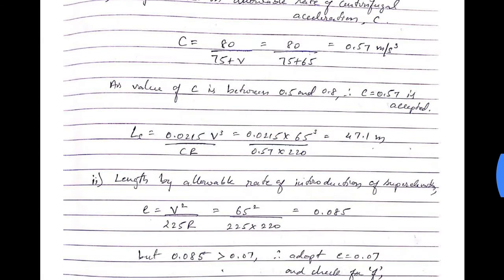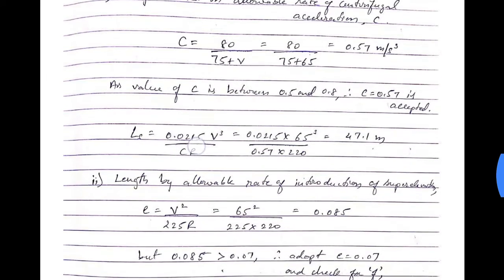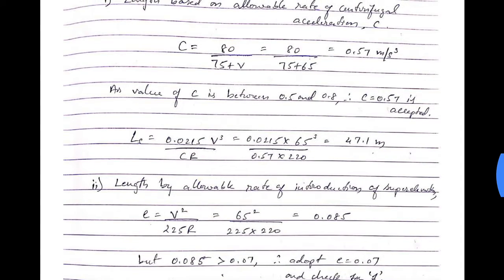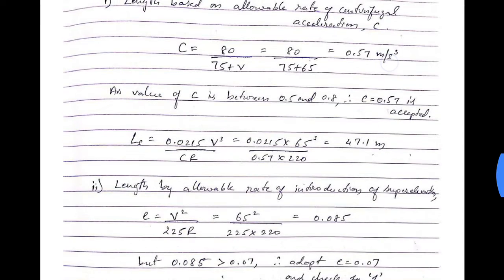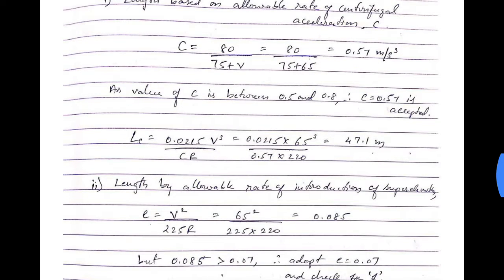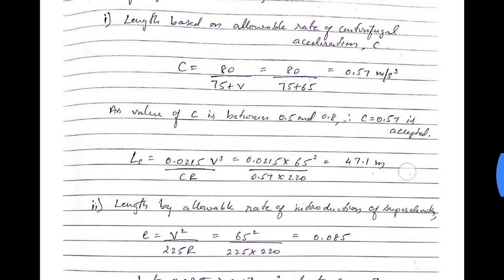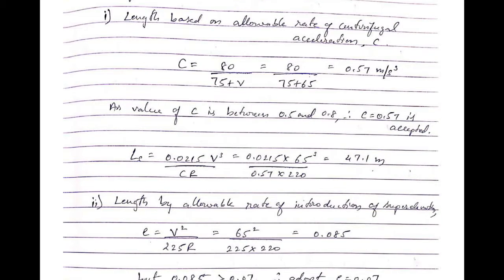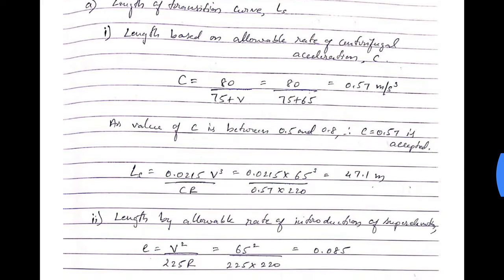Now the formula is Ls equal to 0.0215 V cube divided by CR. Substituting V as 65 kmph, C as 0.57 and R as 220 given in the question, solving we get 47.1 meters. So from the first condition we get the length as 47.1 meters.